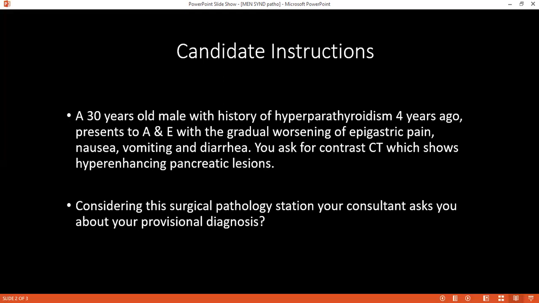Okay, how would you rule it out from MEN2 syndrome? In MEN2 syndrome, the patient usually presents with either medullary carcinoma of the thyroid, pheochromocytoma or hyperparathyroidism. Along with that, the patient will have a marfanoid habitus and mucosal neuromas.